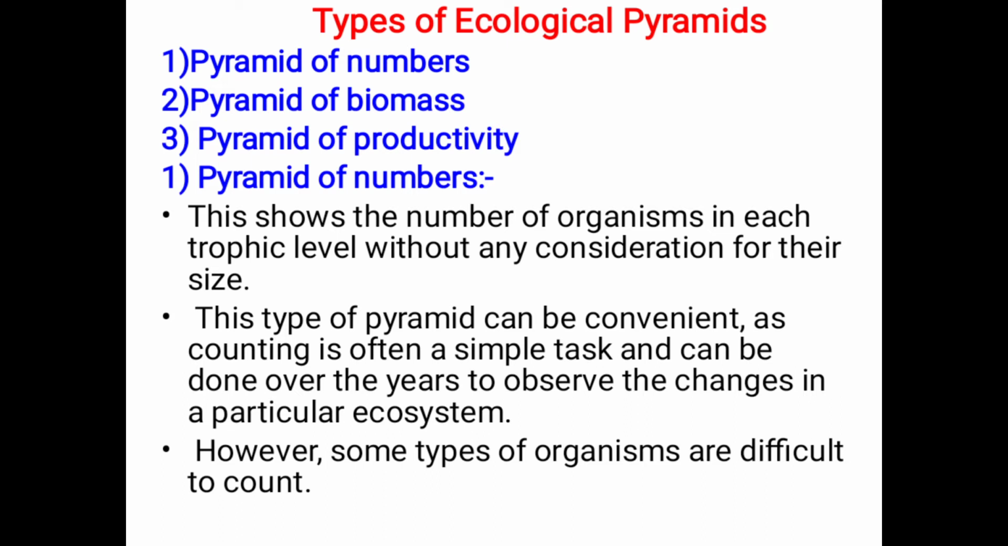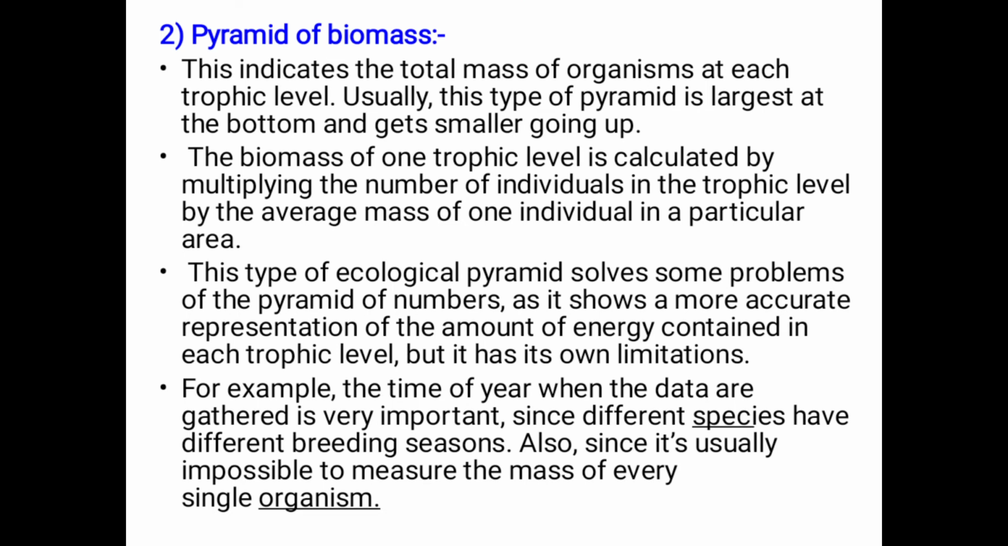So in the pyramid of numbers, the number of organisms are counted and made into data, and over years they are observed and counted in a particular ecosystem, and for some organisms it is very difficult to count. Next one, pyramid of biomass. This indicates the total mass of organisms at each trophic level. Usually this type of pyramid is largest at the bottom and gets smaller going up.